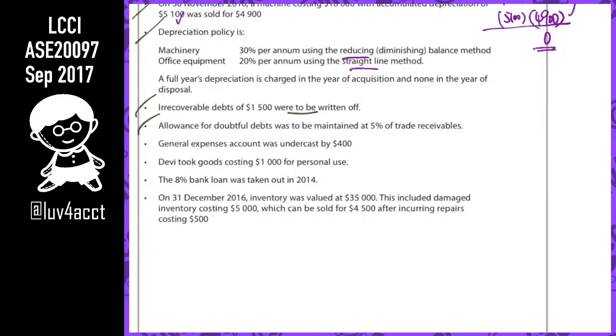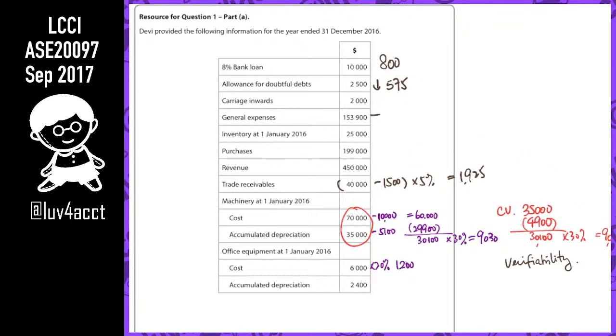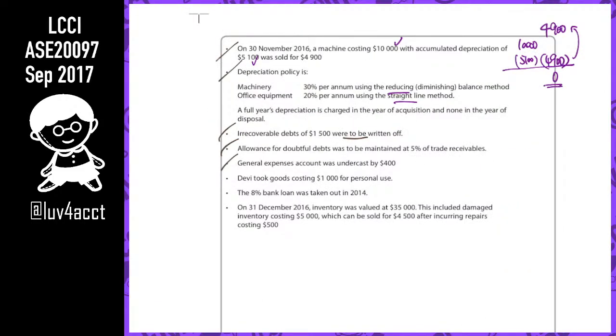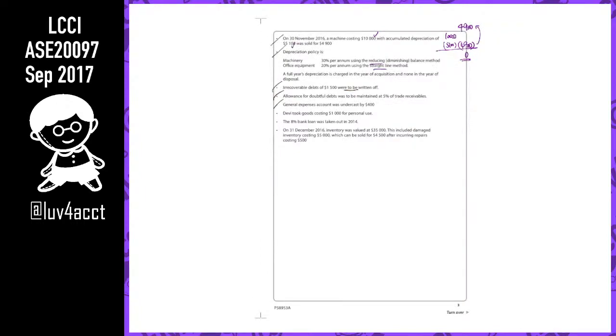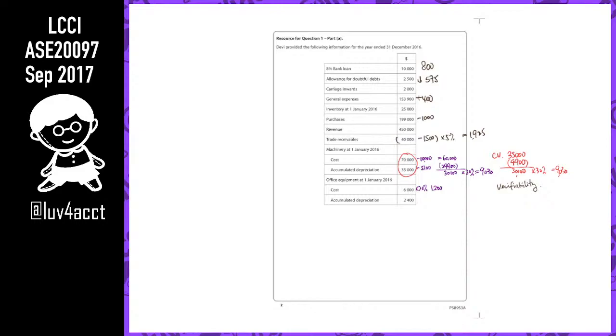General expenses account was undercast by 400, so we have to add back 400 to general expenses. Next, Devi is the owner and took goods costing 1,000 for personal use. That means in purchases minus 1,000, and then drawings. Because we do not have to prepare the statement of financial position, I will just mark down what adjustments are needed for the items in the statement of profit or loss.